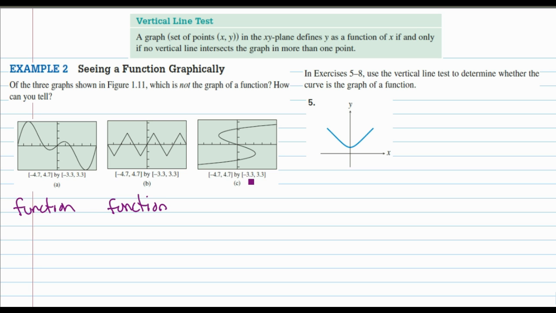C, no, I don't think that's going to be a function. Over here, so far we're passing the vertical line test, but right about here, I passed through the relation twice, which means it is not a function. Here, I passed through it 3 times, definitely not a function. So we'll say not a function.